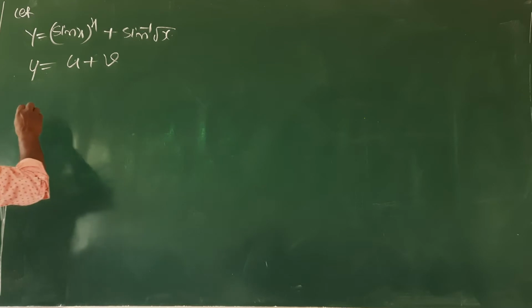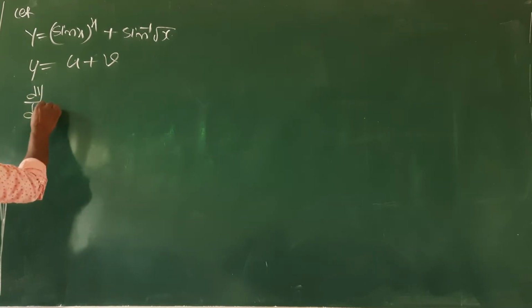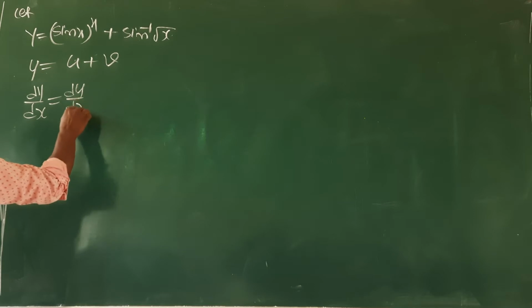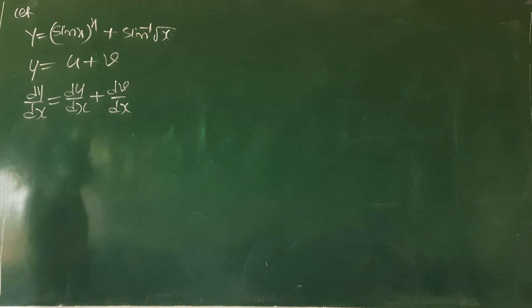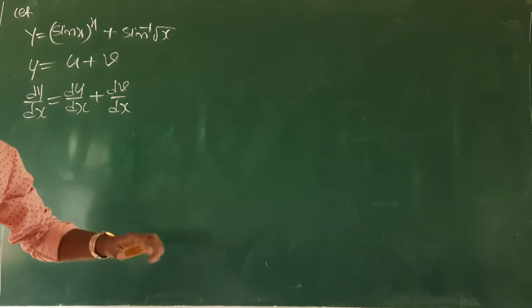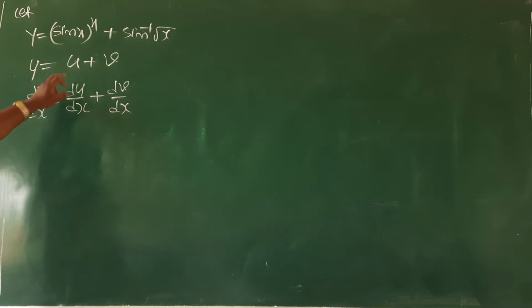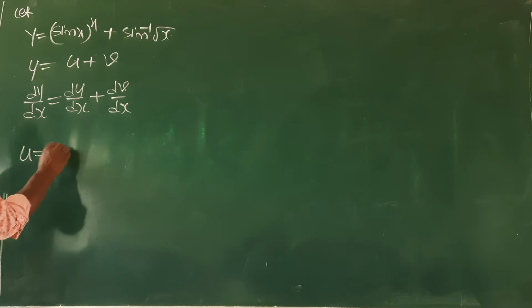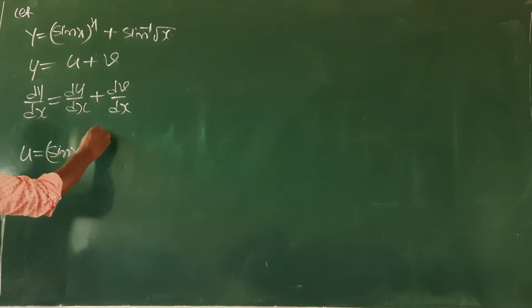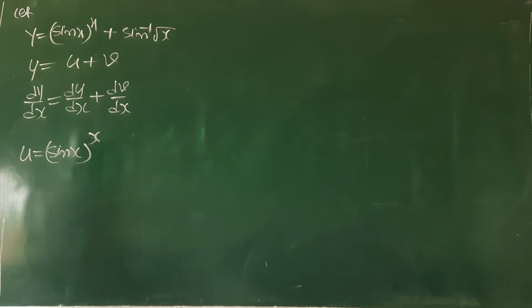dy by dx is du by dx plus dv by dx. For this dy by dx, the required quantities are du by dx and dv by dx. First let us find du by dx. For that you take that u out. u is equal to sin x power x.